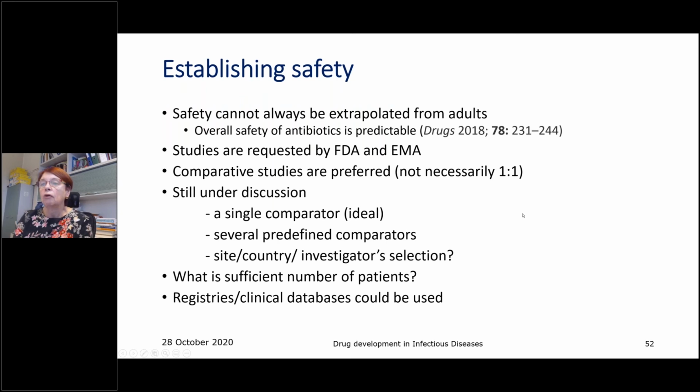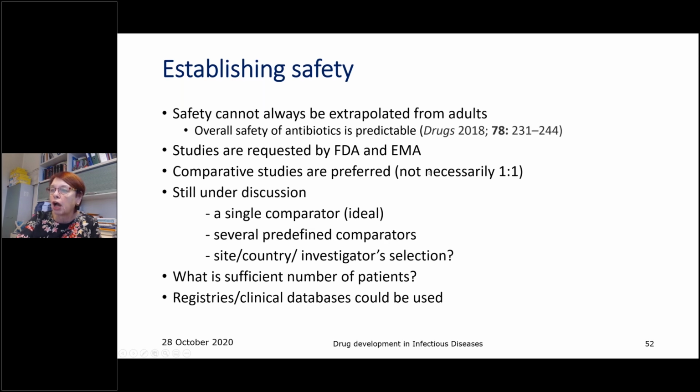So now, establishing the safety. It has been a sort of golden rule that safety trials are always required in children, and this is very true for American development, for the FDA as well. But the European Medicines Agency is more and more questioning whether safety trials are always required. The reason is that underpowered safety trials show very little, and I really recommend you read the paper that is referenced here.